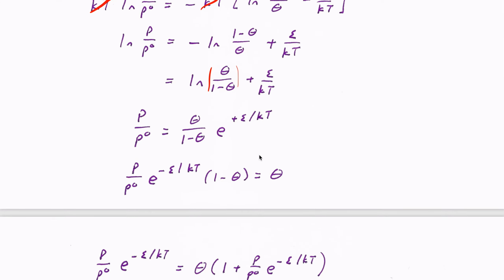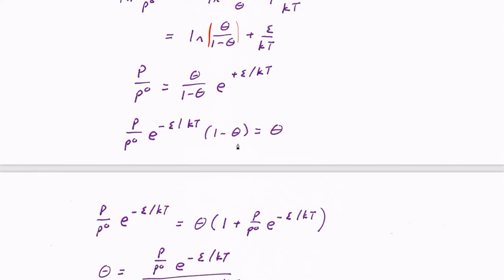And now I just have to do some algebra and solve for theta. If I bring the 1 minus theta and the exponential over to the left-hand side, I've got this collection of terms and nothing on the right except this theta.